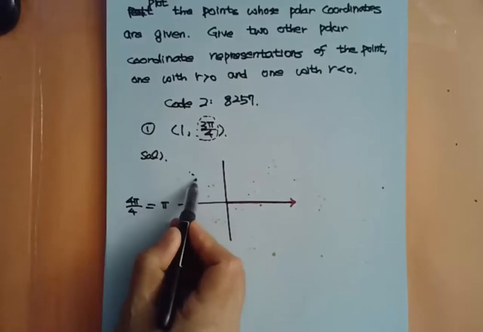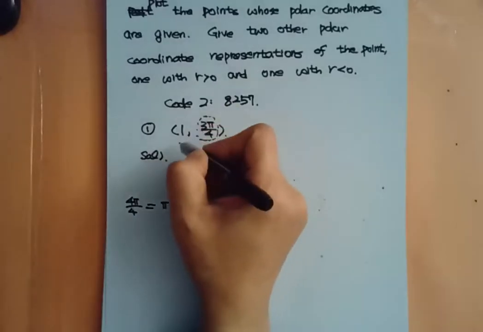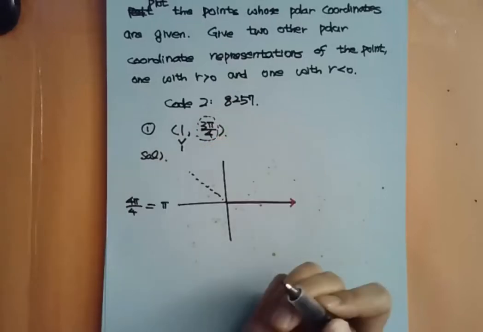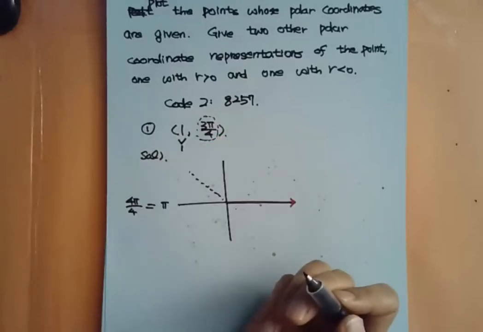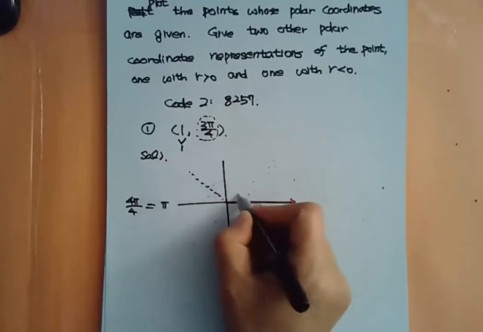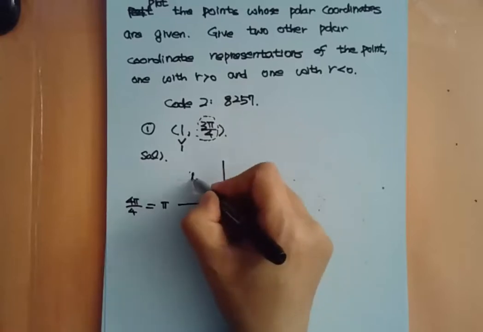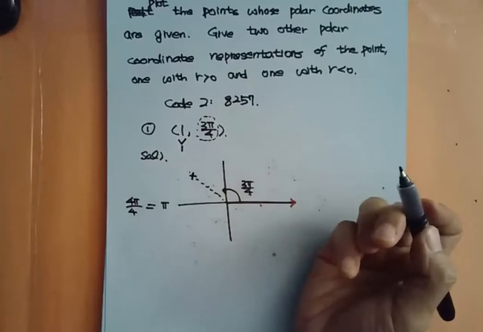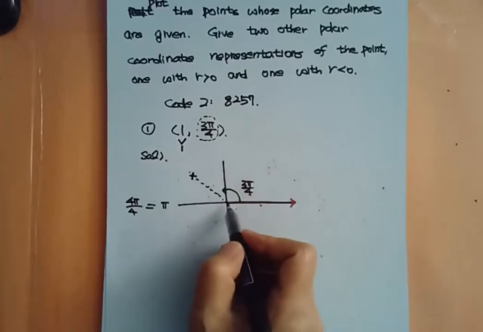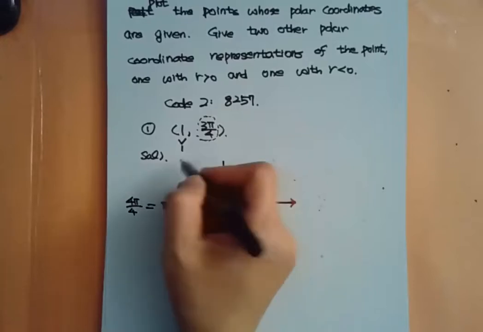So the angle is located in the second quadrant. And then what we notice is that 1 is positive. That means the point must be located toward the angle direction. So this is 3 pi over 4. And all we have to do is plot the point where the distance from the origin is 1. So this is the point we have to plot.